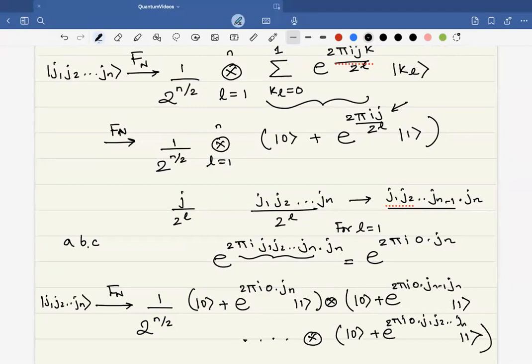We have a qubit representation, which takes a product state basis to another product state basis. So essentially, this qubit goes to this qubit, goes to this qubit, and so on. So it gets factored into this. And in the next video, we'll see how this lemma can be used to devise an efficient circuit for the quantum Fourier transform.